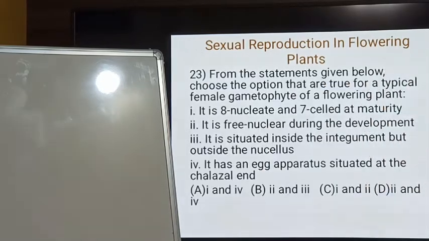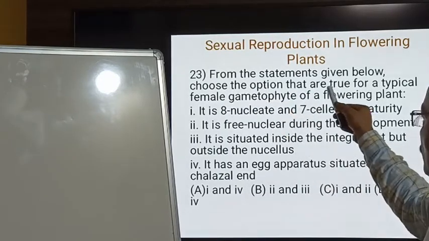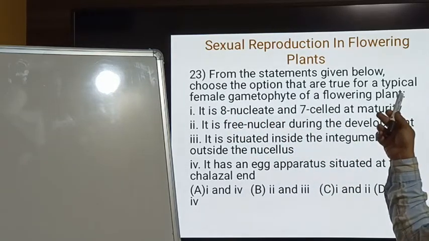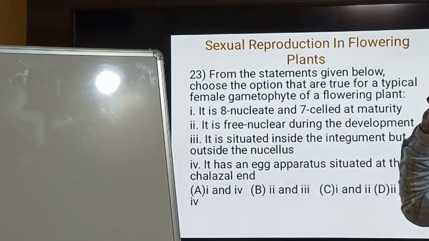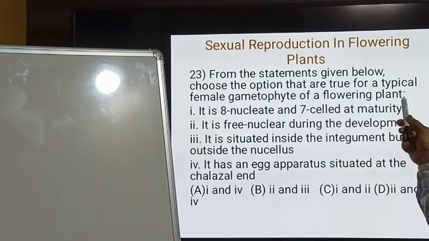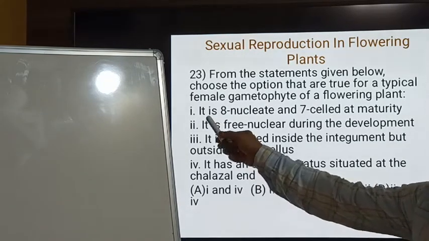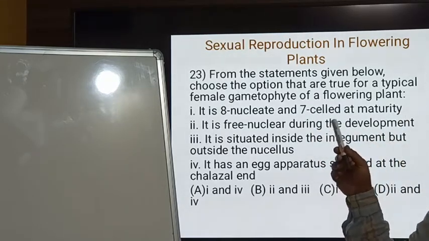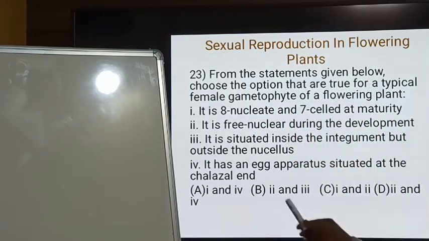Next one. From the statements given below, choose the option that is true for a typical female gametophyte of a flowering plant. They give the 4 statements. We have to choose the correct statements which are true for a typical female gametophyte of a flowering plant. The first statement: it is 8 nucleate and 7 celled at maturity. Yes. The matured embryo sac is a 7 celled and 8 nucleate structure.